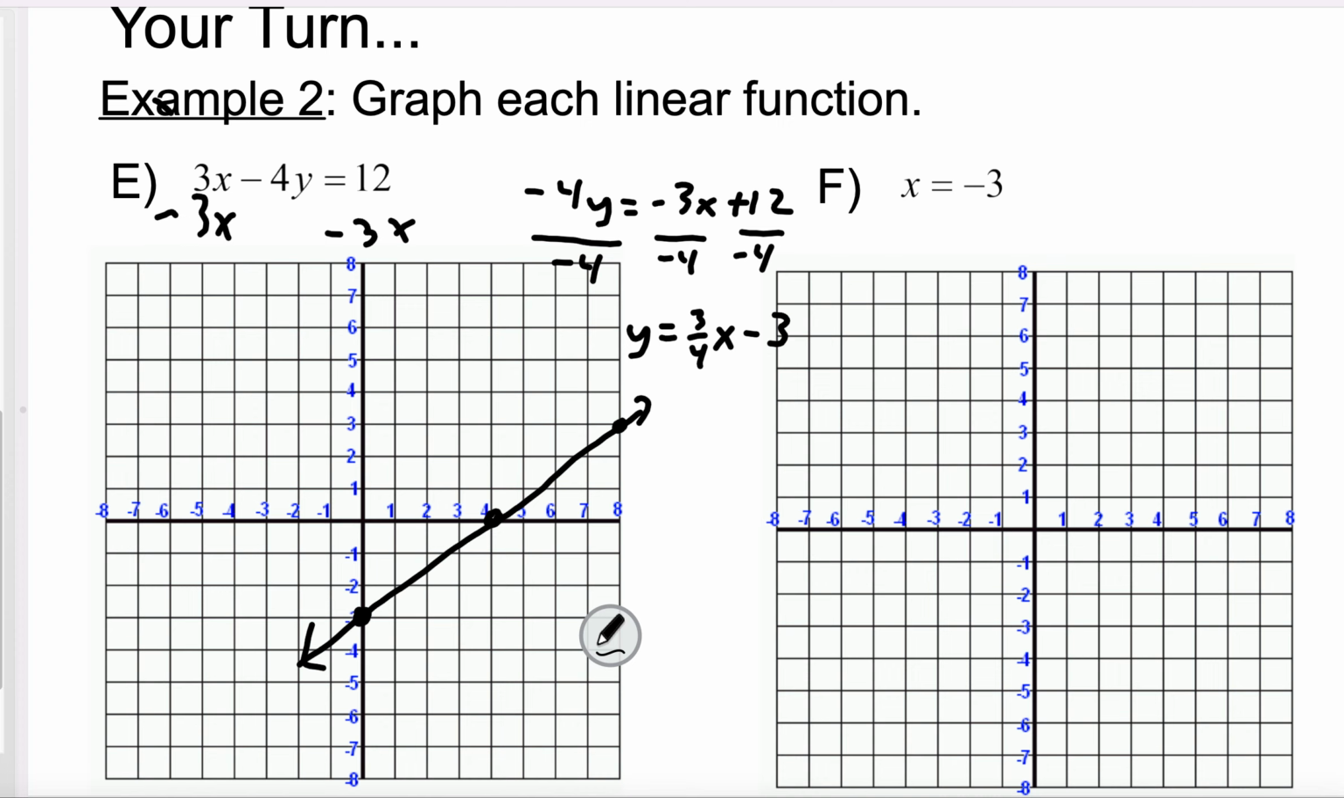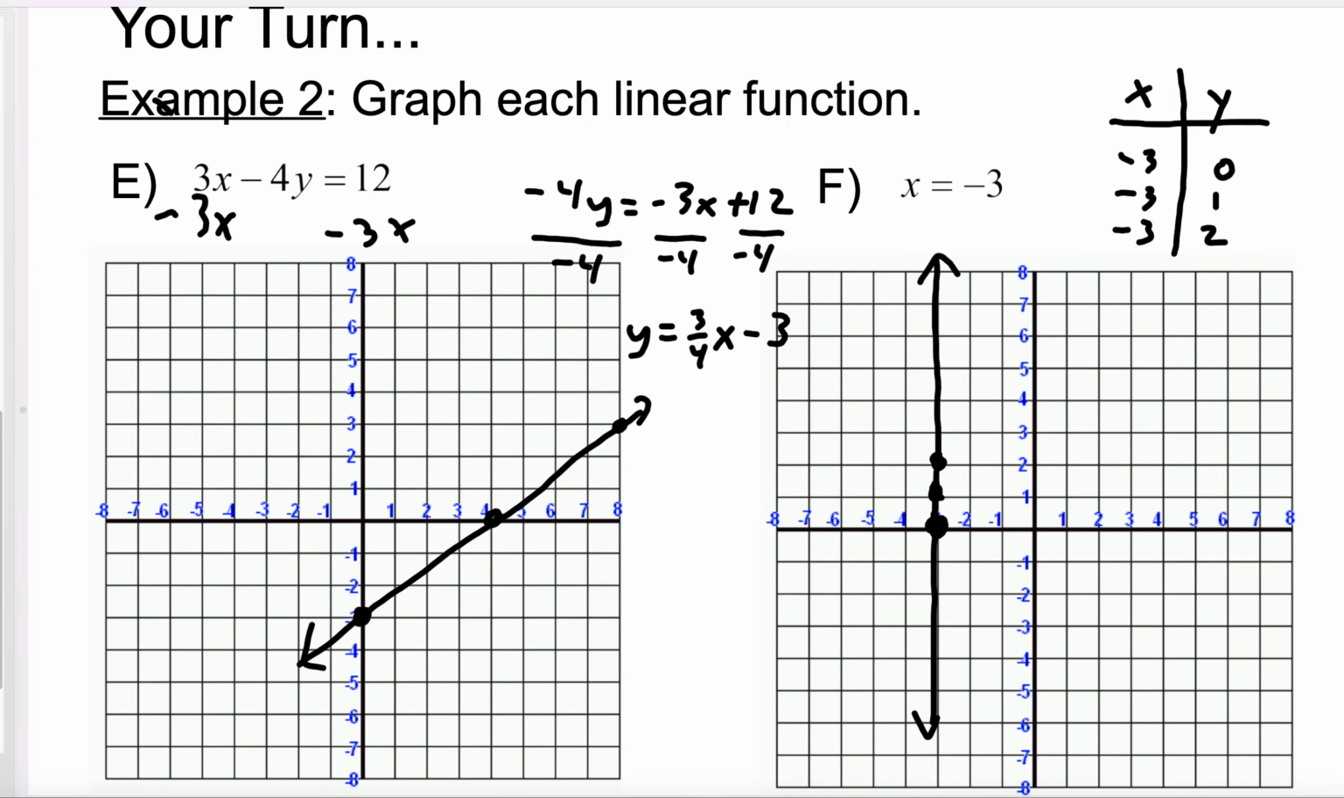This one over here, because I don't have a y at all in this, I'm just going to go ahead and do a little t-table here. It says that x here has to equal -3. And then since I don't have a y term in here, I can pick whatever y values I want and plot it out. So -3, 0, -3, 1, -3, 2. And so I can see it's making a nice vertical line. Again, that one is not a function. We graphed out the linear equation and got a line.